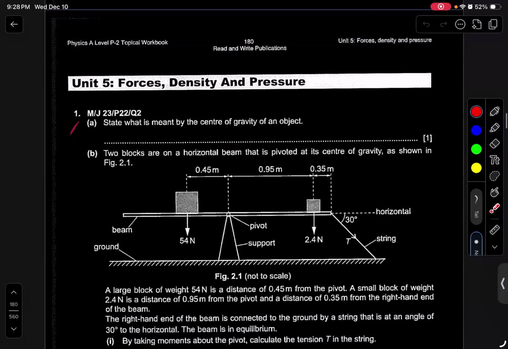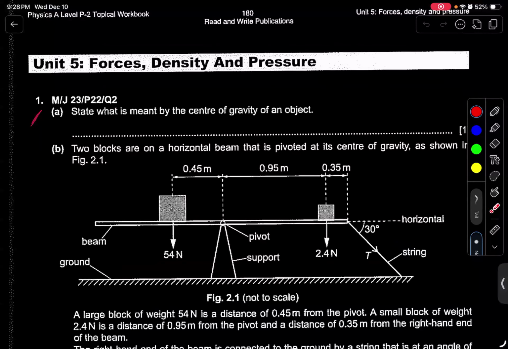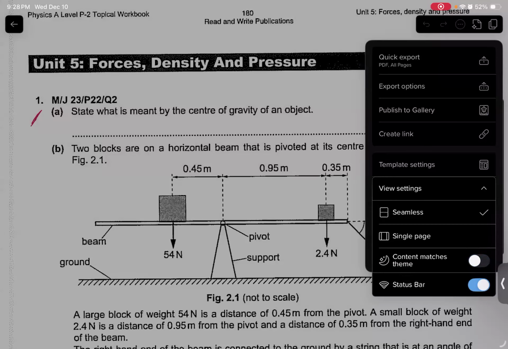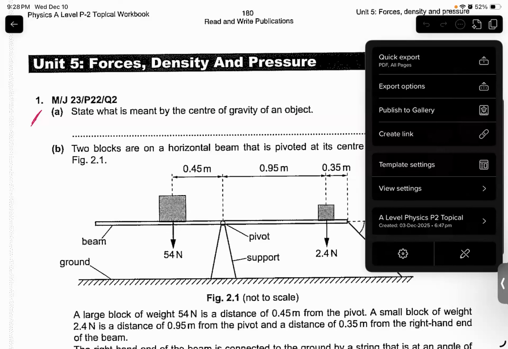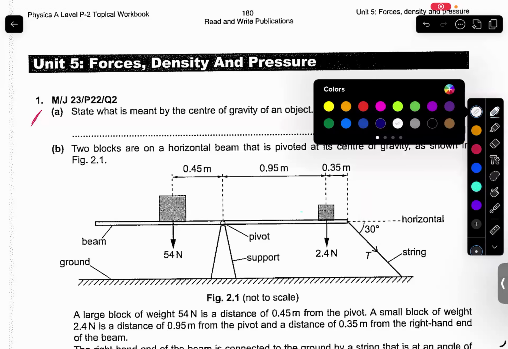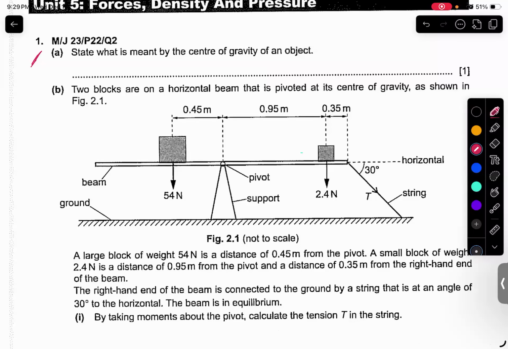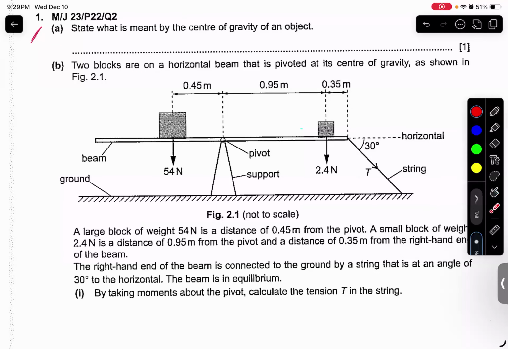Okay, state what is meant by the center of gravity of an object. The point at which all the forces can be assumed to be acting, or all of the weight of an object can be assumed to be acting.